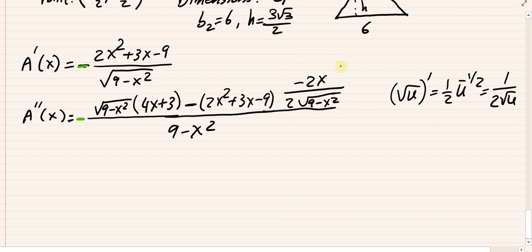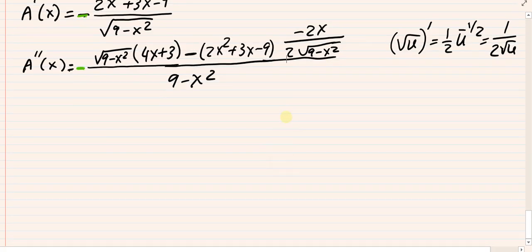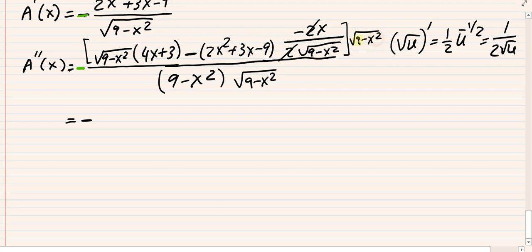Okay, now let me clean this part up a little bit more. So we have the negative in front. In the numerator, let's multiply top and bottom by the square root of 9 minus x squared. The 2's cross out there. Good. So that way we get rid of the complex fraction. Okay.